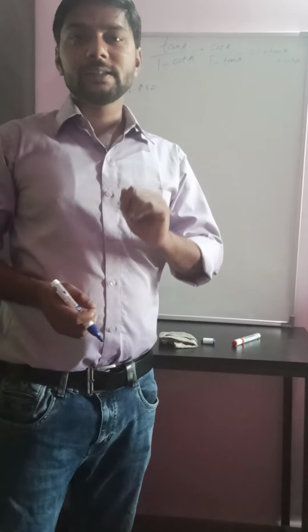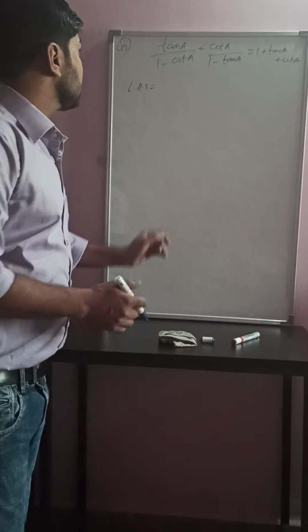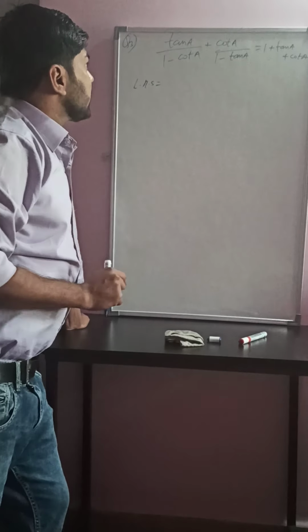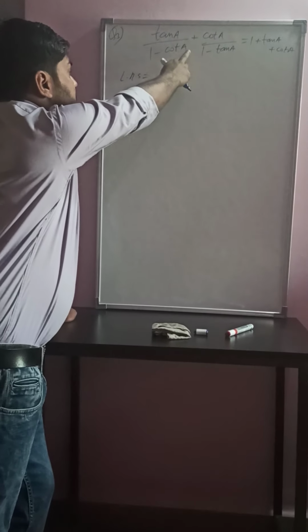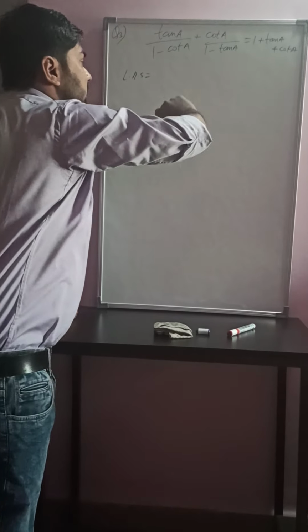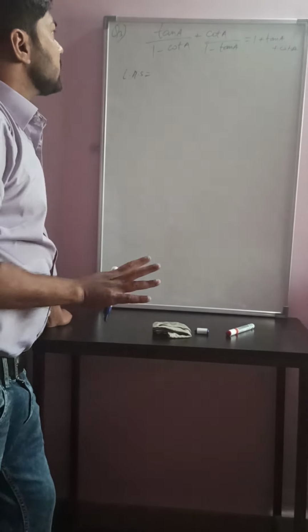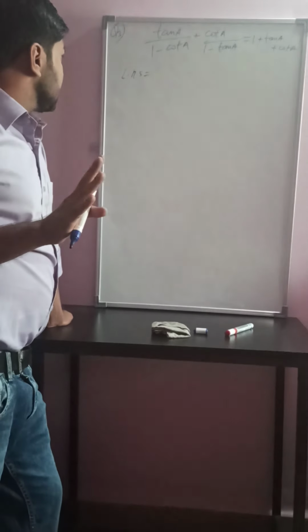Okay, we are going to see question number 3. This is a question of trigonometry. Prove that tan A divided by 1 minus cot A plus cot A divided by 1 minus tan A is equal to 1 plus tan A plus cot A. So I'm going to start with the LHS, the left hand side.